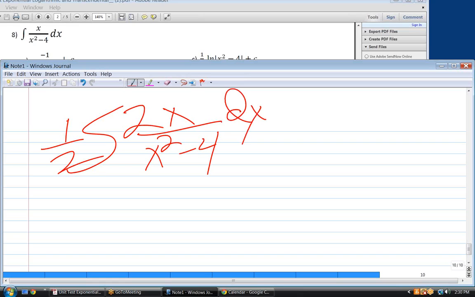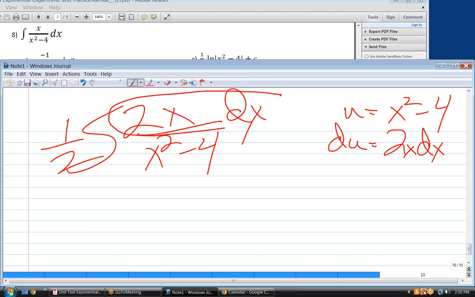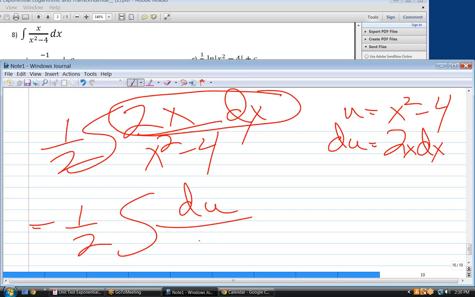Now it's perfect for u substitution. What's u going to be? U is going to be the bottom, the x squared minus 4. What's du going to be? Du will be 2x dx, and we see that right there. So now this whole thing is equal to 1/2 the integral of du over u.